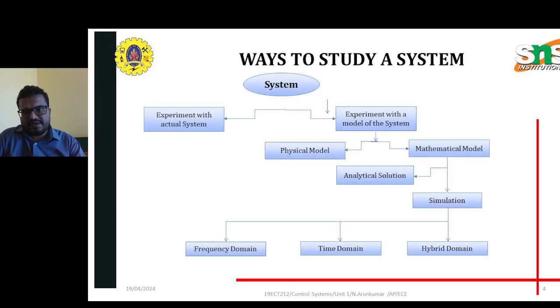Way to study a system. A system is the functionality of the control system, which divides the input system into a lot of conditions based on the simulations. For example, the system has to follow the physical and mathematical model. After getting the simulation results, it has to be divided by frequency domain, time domain, and hybrid domain.